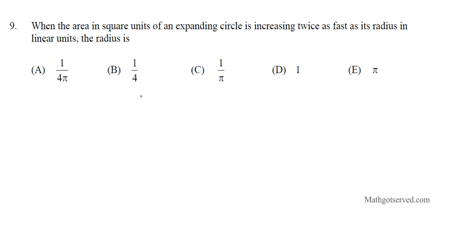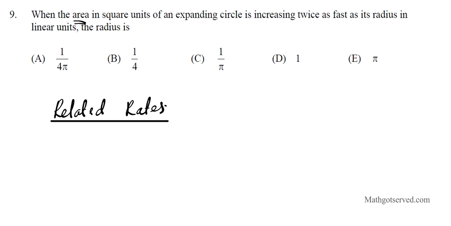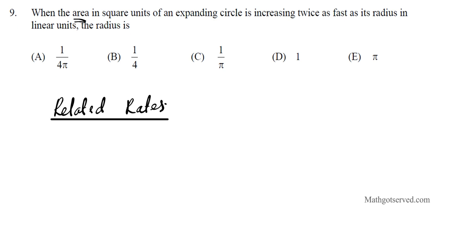This is a typical related rates problem. When we're working with related rates, what we need is a formula that relates two measures that are changing, and then we differentiate them implicitly, plug in what we know, and look for the missing component. We're dealing with the area of a circle right here. So what is the formula that relates the area of a circle and the radius? It's your typical area formula in geometry: area is equal to pi r squared.